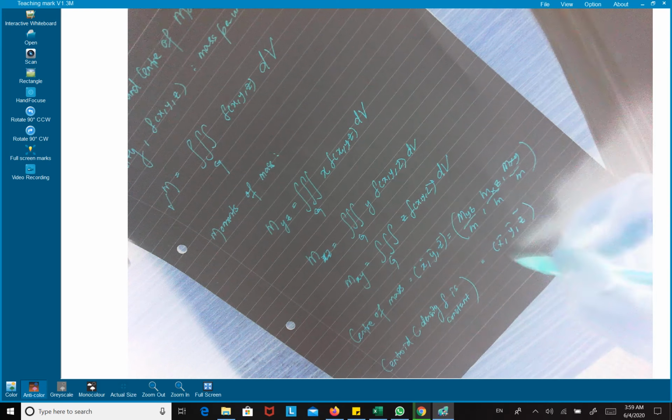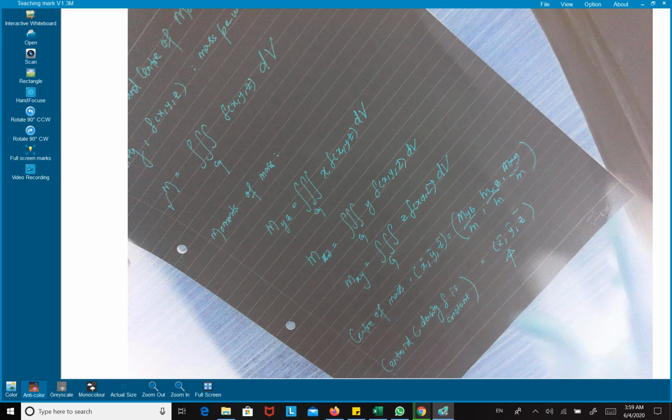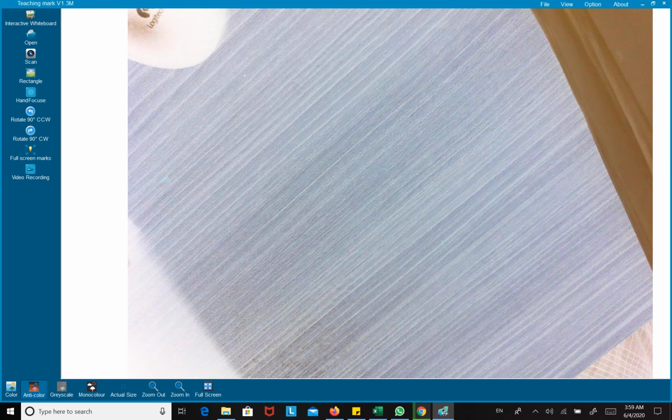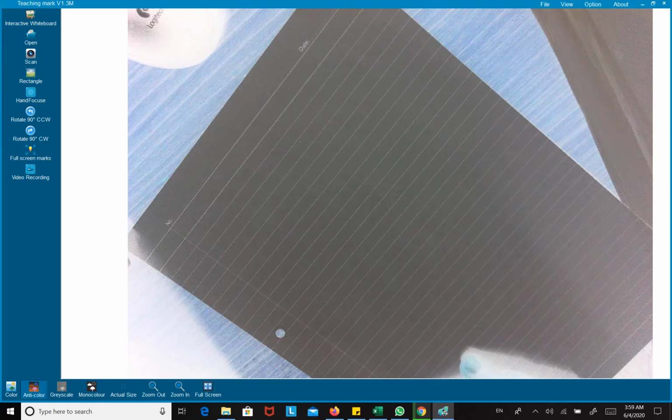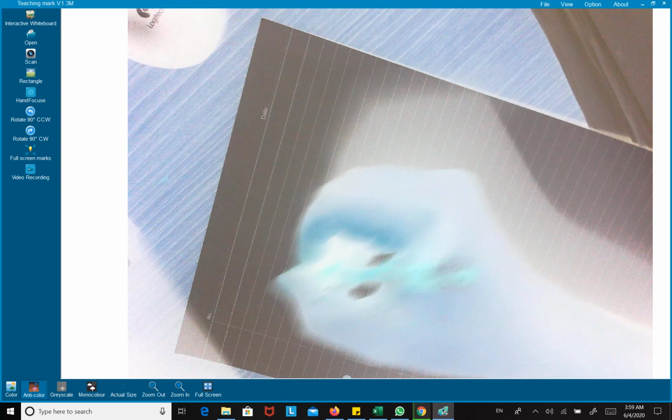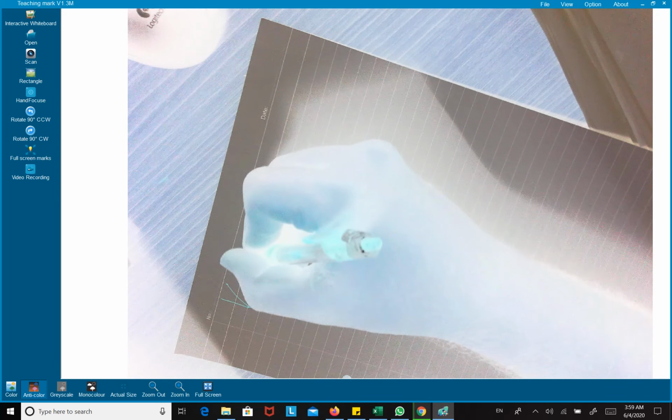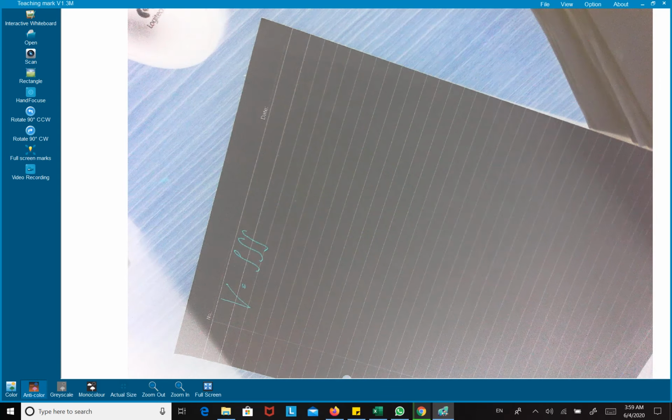So this point we'll call centroid. So remember that volume for triple integral will be integration 1 dV.